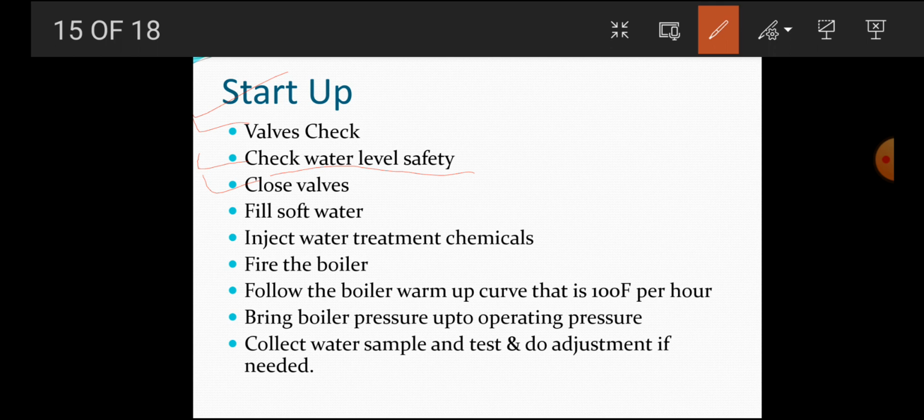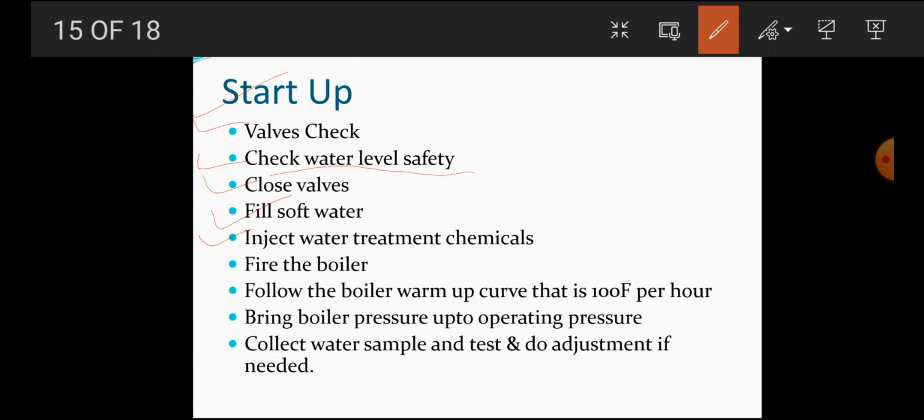Then the next main step is that we need to start filling the soft water. After all the valves are checked, all the blow down valves are closed, vent valves are open, and water level safety is checked, now we can start filling with the soft water. After we have started filling with the water, what will be the next step immediately? The next step is that we inject the water treatment chemicals.